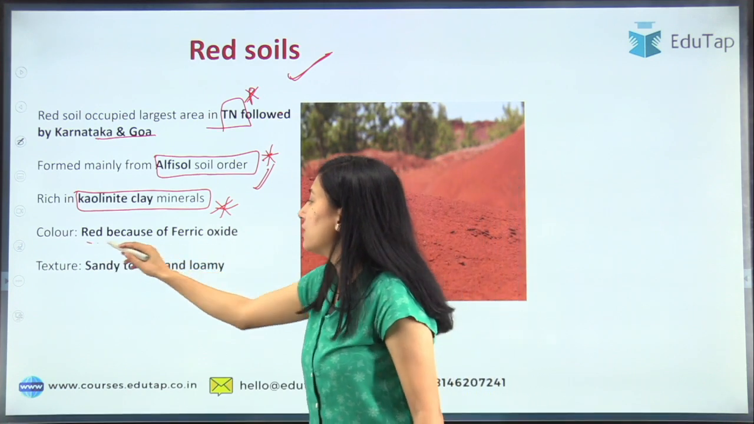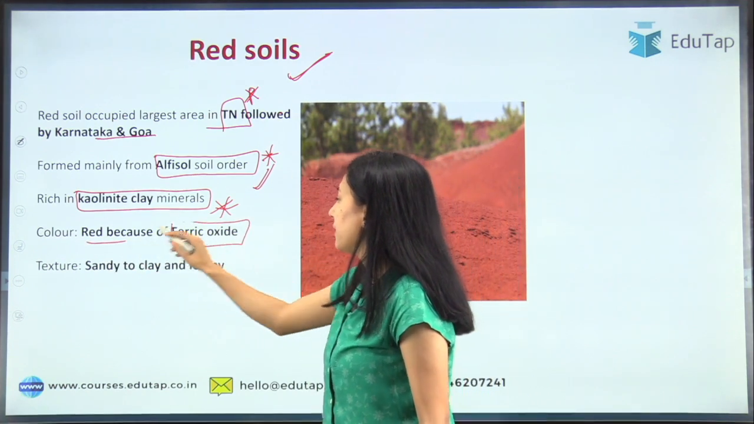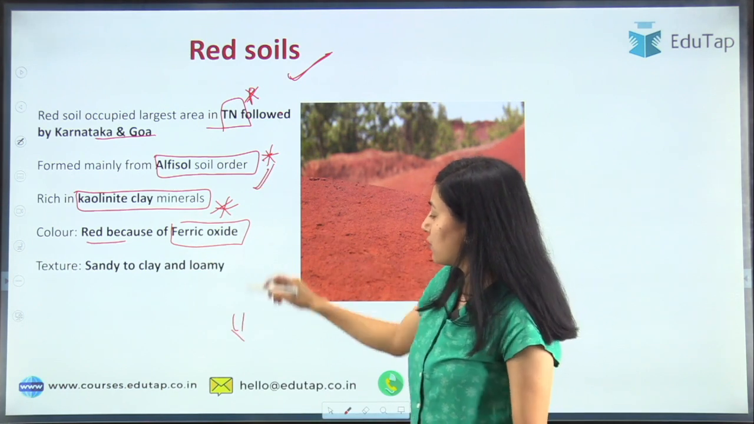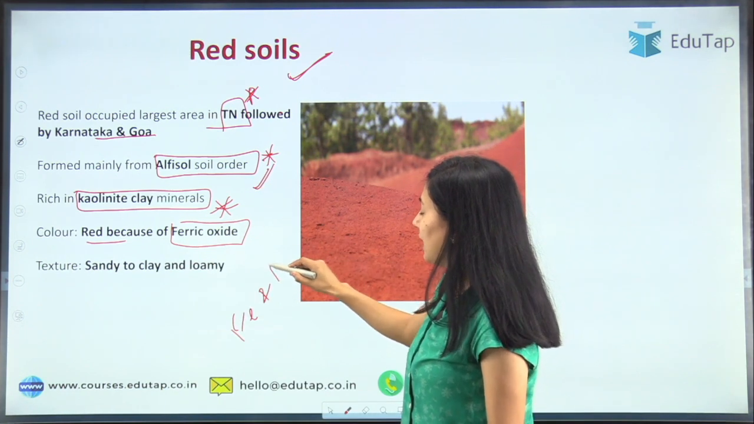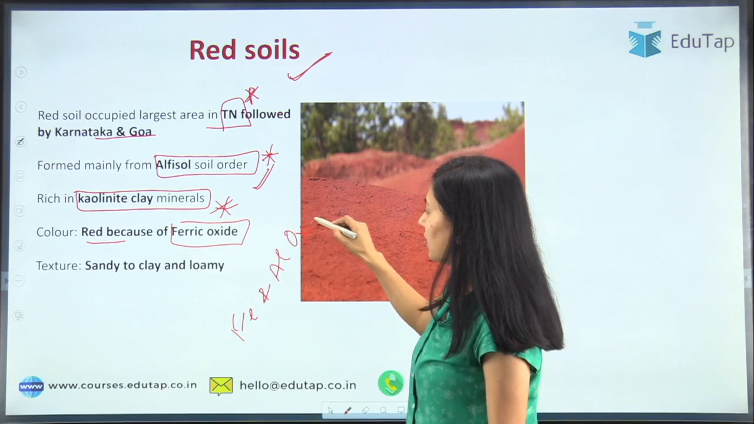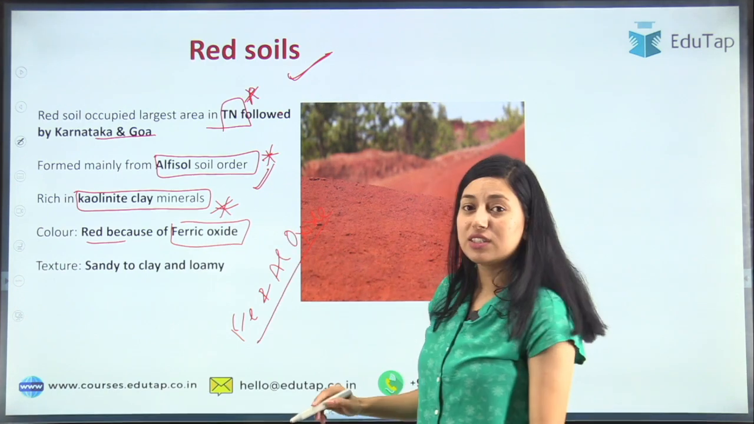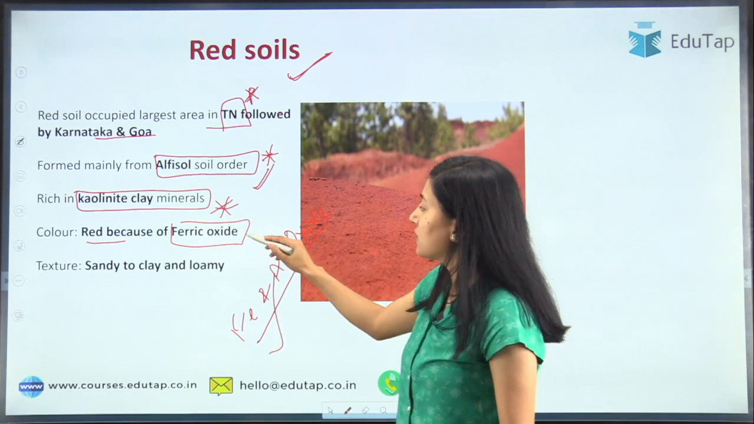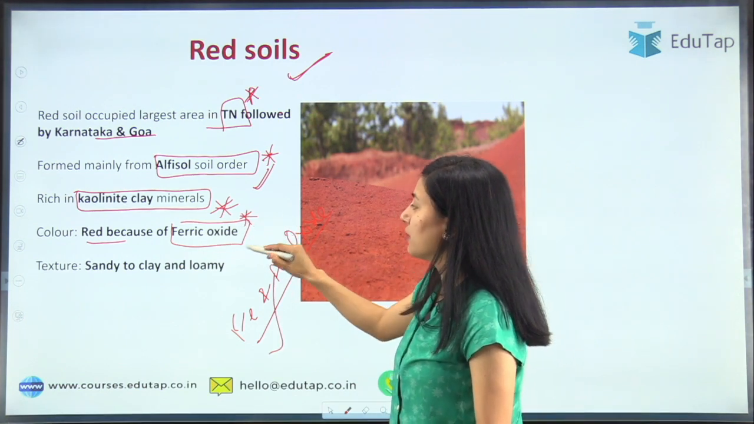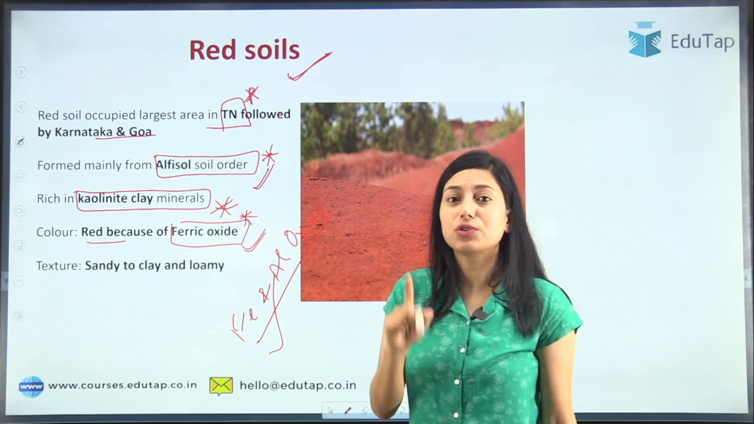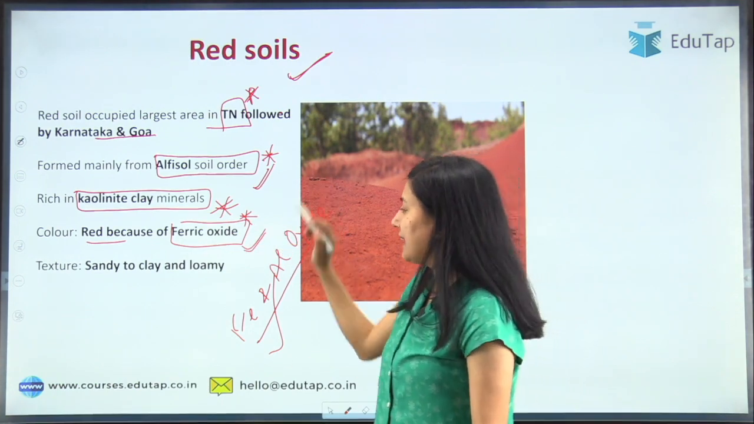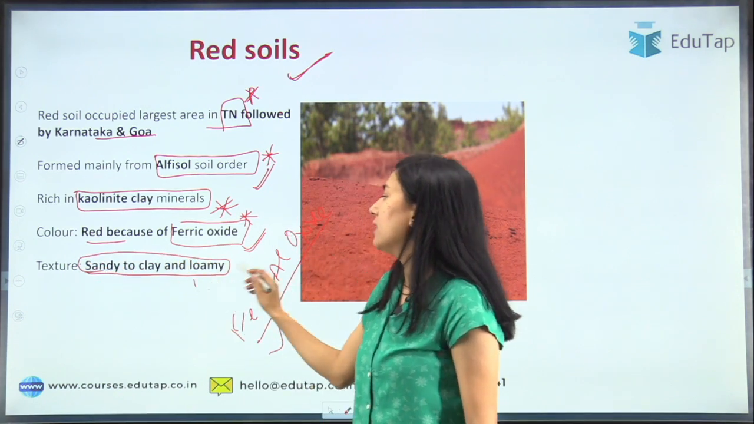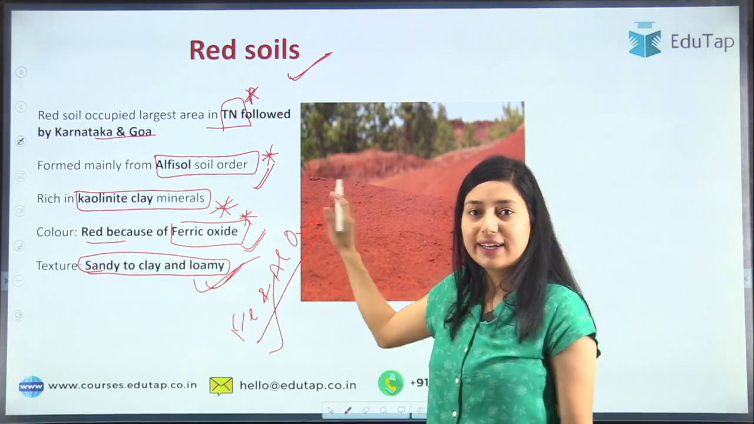And the red color of this soil is due to ferric oxide. Students, in the previous video I told you that this soil has iron and aluminum oxides. But the red soil can have both iron and aluminum oxides, but the color is due to ferric oxide. You must remember that red color is due to ferric oxide. And the texture of this soil is sandy to clay and loamy. This is the texture of this red soil.